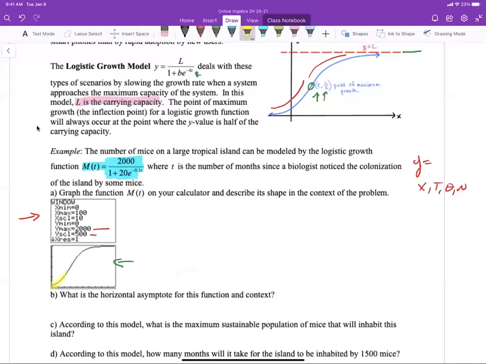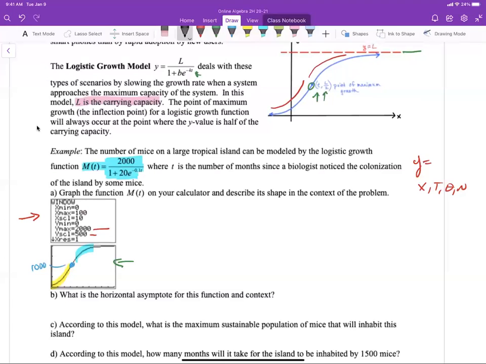In the beginning part, we have essentially exponential growth, and then at some inflection point, which will be at half of that 2000, so probably around 1,000, we will start to slow down. The rate of growth of these mice will start to slow down. And so what has the question asked? It says to describe its shape in context of this problem.